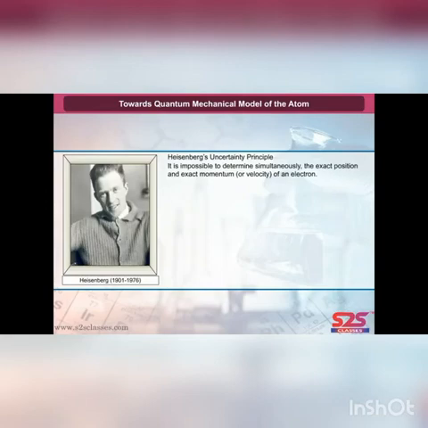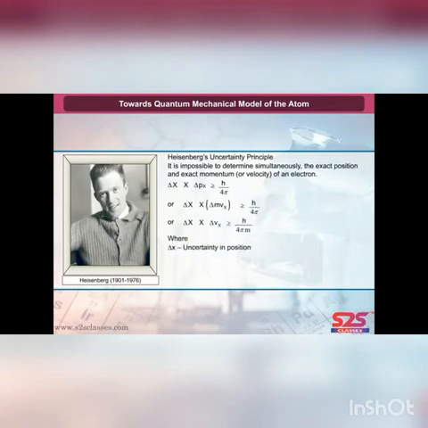Now let us discuss Heisenberg's uncertainty principle. It states that it is impossible to determine simultaneously the exact position and exact momentum or velocity of an electron. Mathematically, it is given by the equation shown, where delta x is the uncertainty in position, delta Vx is the uncertainty in velocity, and delta Px is the uncertainty in momentum. This means that if the position of electron is known, the velocity of the electron will be uncertain. On the other hand, if the velocity of electron is known precisely, the position of electron will be uncertain.